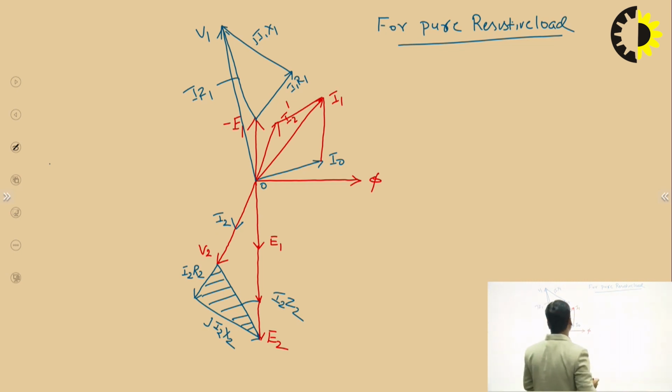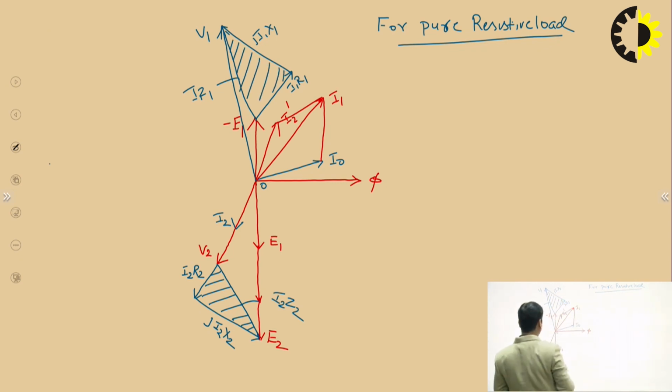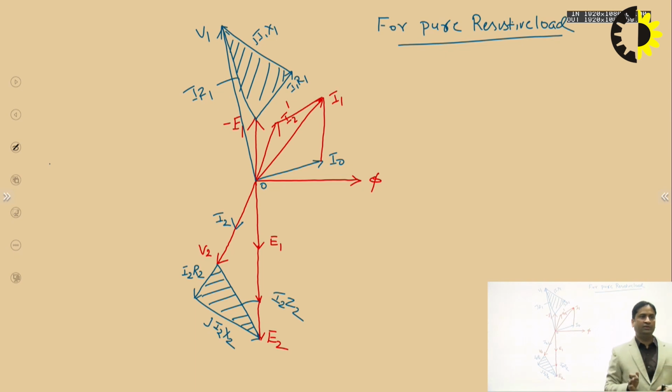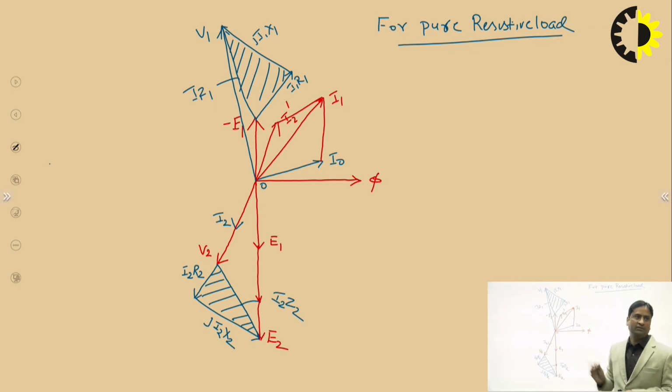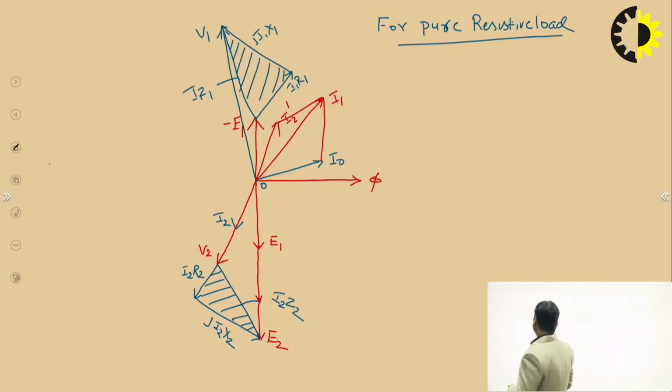So here you can see that this is the phasor diagram for pure resistive load. In a pure resistive load, the voltage and current of the load side will be in the same phase. This is the only difference in drawing the phasor diagram. This is not actually a perfect line, but it is a straight line. So this is the I1 Z1.